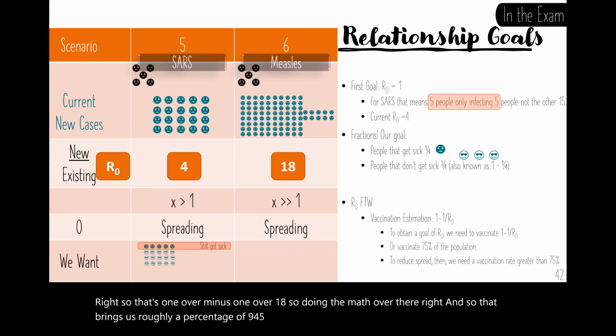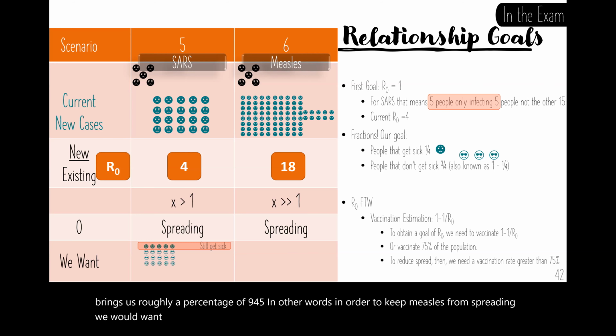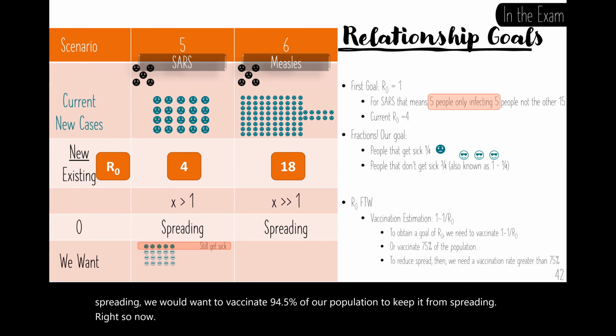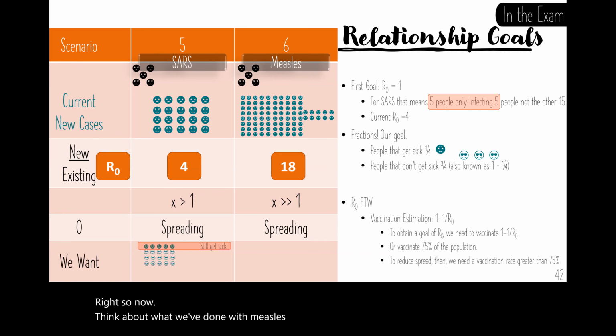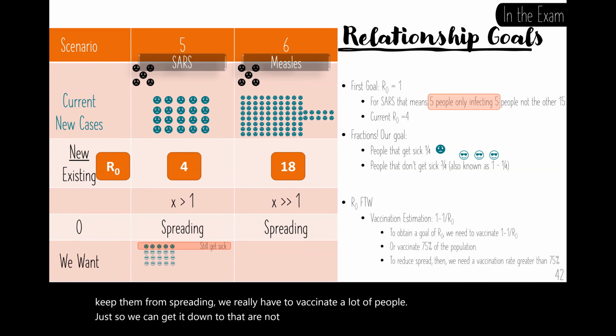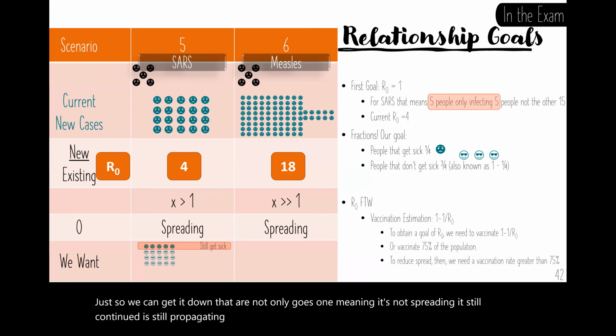In other words, in order to keep measles from spreading, we would want to vaccinate 94.5% of our population. So think about what we've done with measles, for example, and several other diseases. In order to keep them from spreading, we really have to vaccinate a lot of people, just so we can get it down to that R naught equals 1, meaning it's not spreading. It's still continuing, it's still propagating overall, it's stable, but it's not taking over any country or any population. It's just moving on steadily.